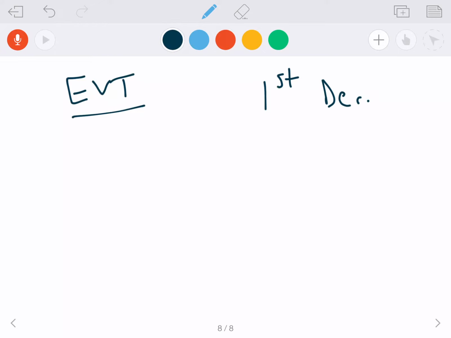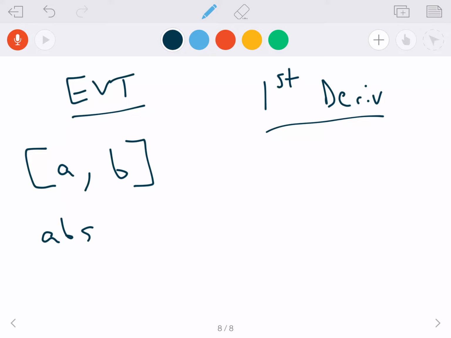So let's talk about this. We have two things here. We've got the extreme value theorem, and then we've got the first derivative test. I just want to compare these two right now. The extreme value theorem is really for when you have an interval. If you're going from A to B, and you're looking for the absolute minimum and maximum, that's when you want to choose the extreme value theorem.